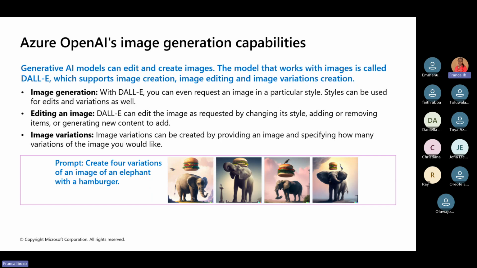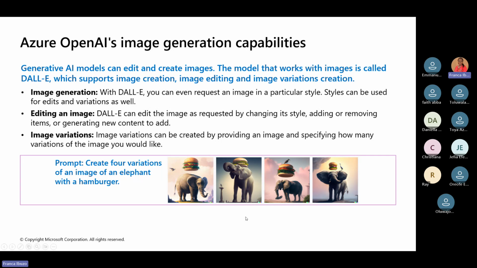So, Azure OpenAI image generation capabilities. Generative AI models can edit and create images. The model that works with images is called DALL-E, like I mentioned earlier, which supports image creation, image editing, and image variations creation. So you have the image generation. With DALL-E, you can even request an image in a particular style. Styles can be used for edits and variations as well.